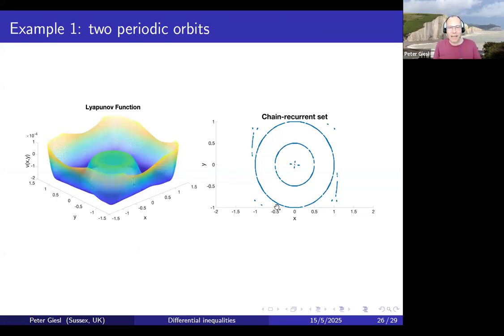And this time I didn't actually plot V dot, but I plotted the points that are very close to 0. And you can see these two circles and the point.